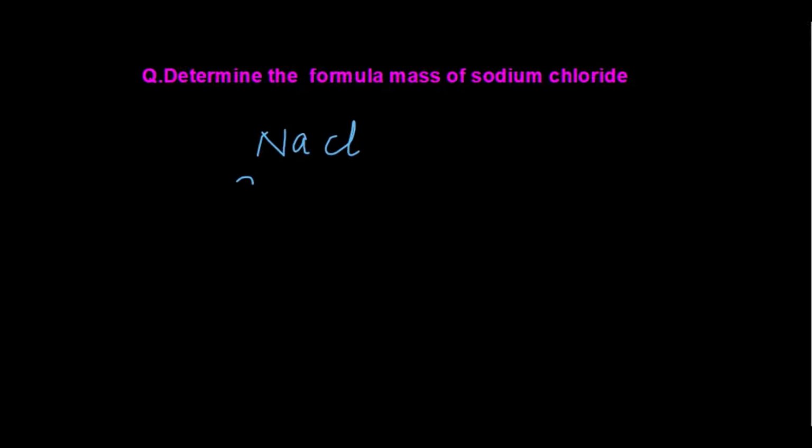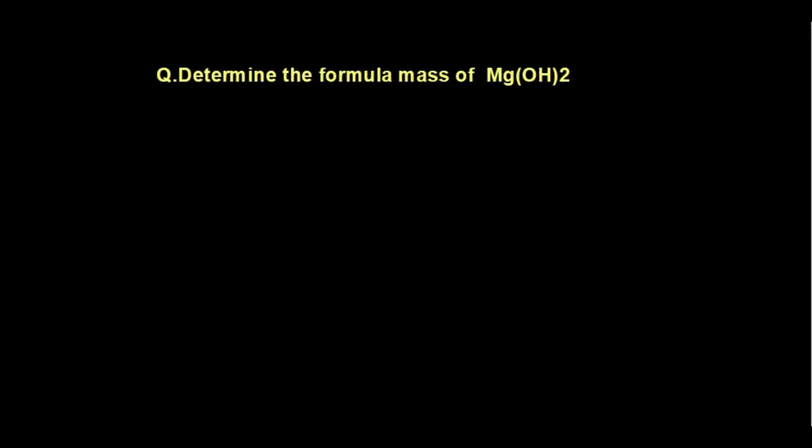NaCl. Atomic mass of sodium is 23 atomic mass unit, plus atomic mass of chlorine is 35.5 atomic mass unit. If we add both the quantities, we get the answer, 58.5 atomic mass unit. This is the formula mass of sodium chloride. I hope this is clear.